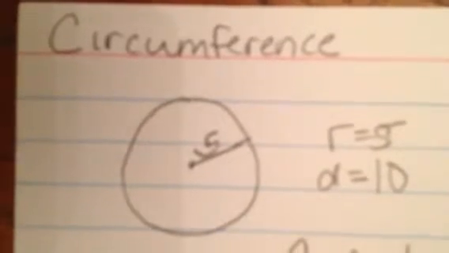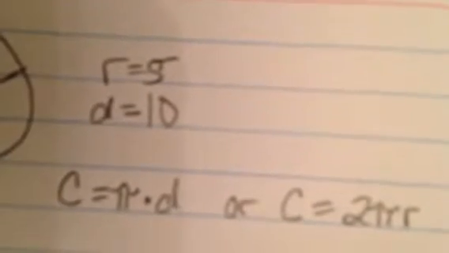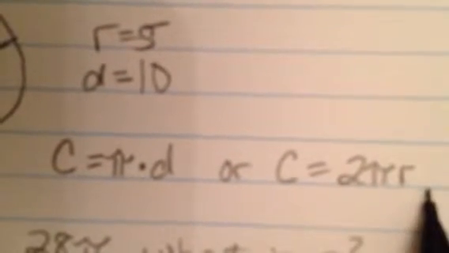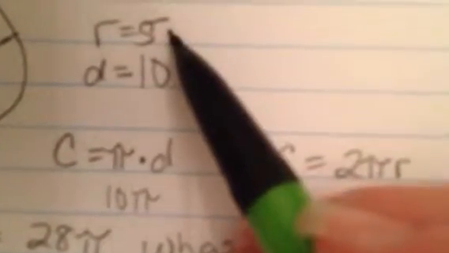Now, to find the circumference, I use one of 2 formulas. I can either use pi times diameter or 2 pi times the radius. Pi times diameter is what? 10 pi. And if I do 2 times the radius, 2 times 5 is 10, times pi, 10 pi. Get the same thing. Doesn't matter which formula I use.